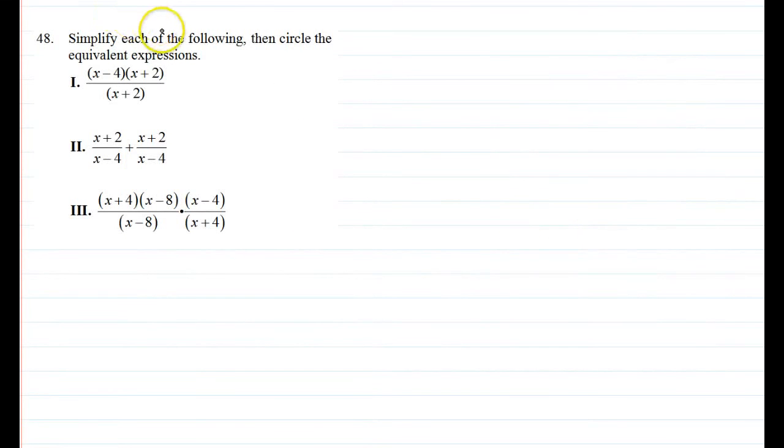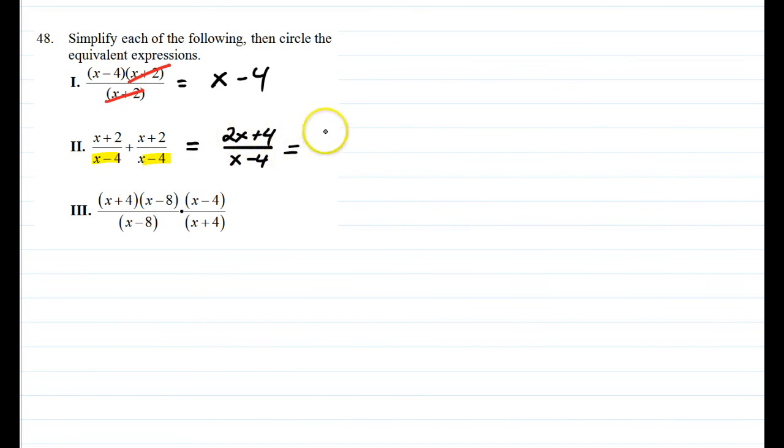Simplify each of the following, then circle the equivalent or equal expressions. Alright, so the first one, we have x minus 4, x plus 2, x plus 2. So the x plus 2's cancel out, and I'm left with x minus 4. Here, when we're adding, we've got to have the same denominator. So the x minus 4 and x minus 4 are the same, so I have a common denominator. Now I'm going to add the top. 1x plus 1x gives me 2x, and 2 plus 2 gives me 4.